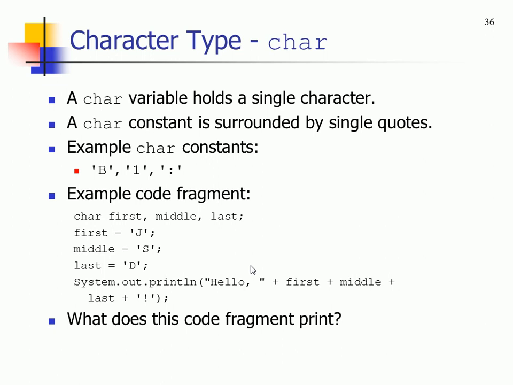All right, a character holds a single value. A character constant is surrounded by single quotes, and you see them right here. Just little baby quotes, just one. Here's an example. We have a character of first, middle, and last. First is J, middle is S, last is D. Everybody know who those initials are? The guy that wrote the book. Exactly, John Dean. Yes, very good.